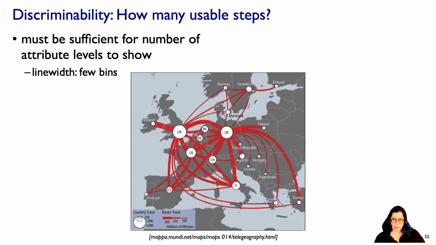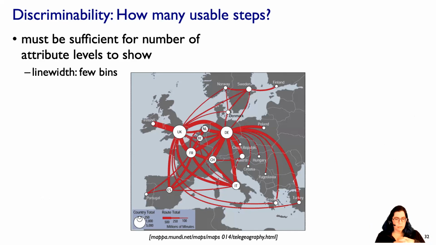Now, accuracy is not the only thing we have to worry about. What about discriminability? That is, how many usable steps are there, like steps or bins? And the key thing is we want to match this up. So we want to have the number of discriminable bins available in the channel match up with the number of levels there are in the attribute.